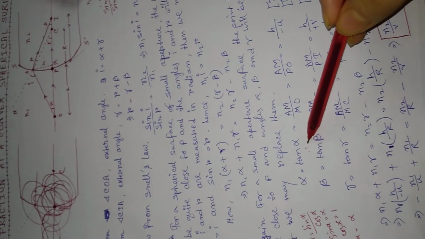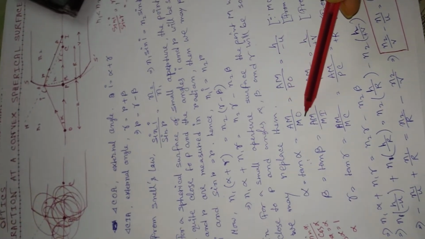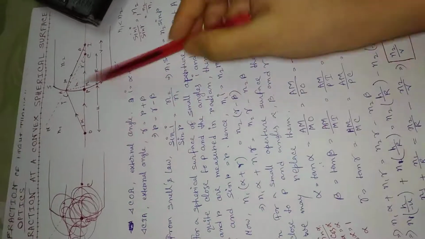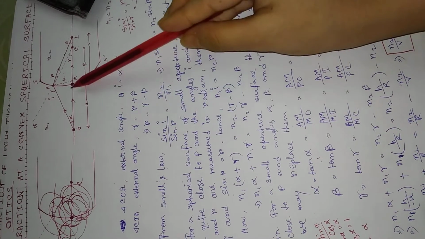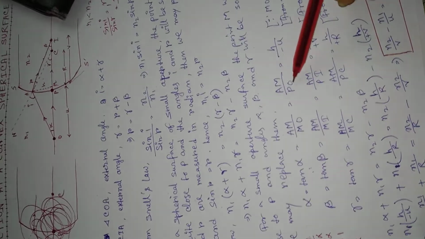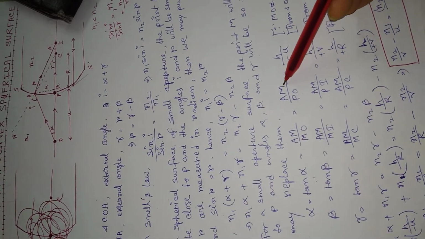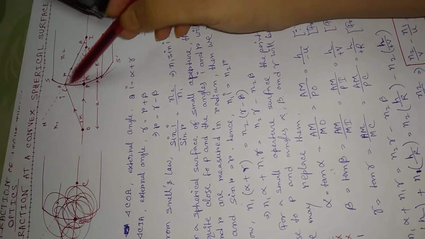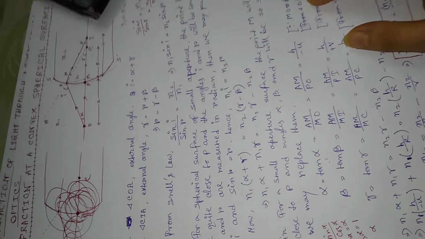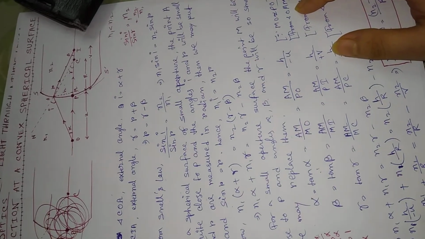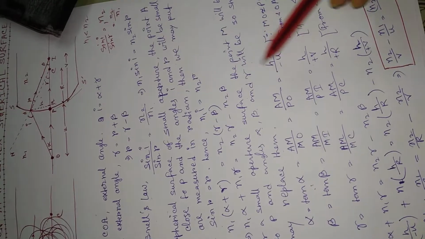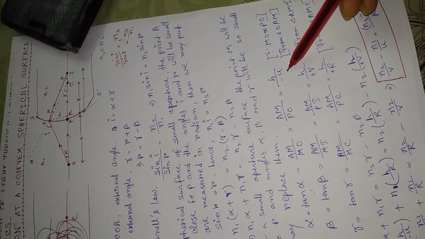So tan alpha equals AM by MO, which is AM by PO. We can write MO equals PO, because we assume that point M and point P are very near to each other. So AM equals H, and PO represents the object distance, which is U, and here the object distance is negative. So that's why it is H by minus U.